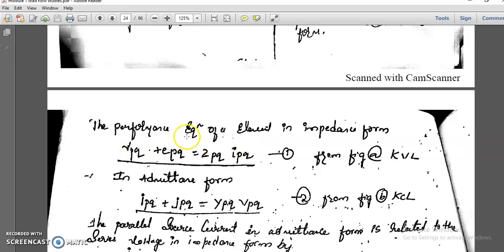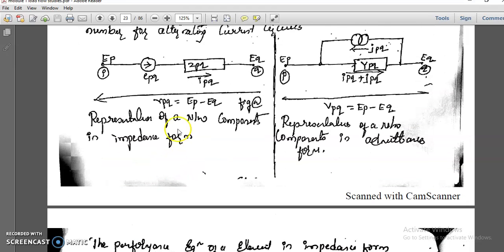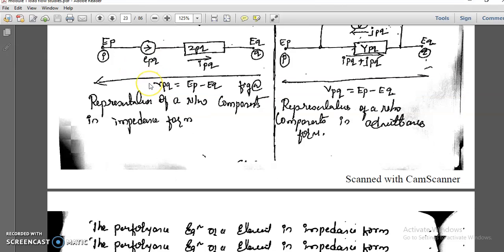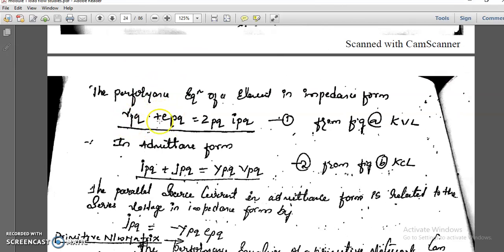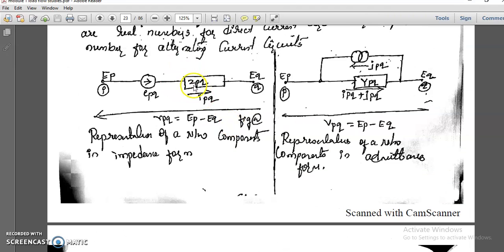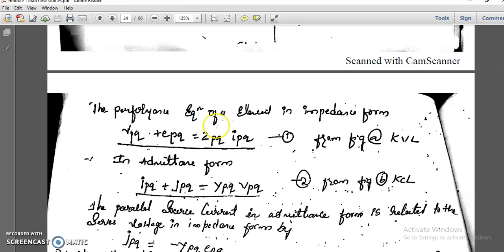V is nothing but the total voltage. What is this total voltage here? VPQ and EPQ. So therefore VPQ plus EPQ is equal to ZPQ and IPQ. That is the impedance form. This you can write easily; here you won't get a problem. This is KVL form, because here voltage we are adding. And here in admittance form, current we are adding. Here voltage we are adding: VPQ plus EPQ is equal to ZPQ, IPQ.